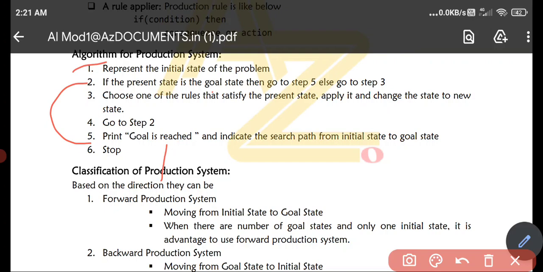That is, if it is the goal state, go to step 5, else we move to step 3. Choose the position and apply the changes. Now change to the new state. So again we have changed to the new state. Again we have to identify whether it is a final state or not. If it is the final state, end. If it is not the final state, go to the third step, again change the state, go to the second, and if it is the final state, go to the fifth step, and if it is not, go to the third step again. So that is what we do in this algorithm.